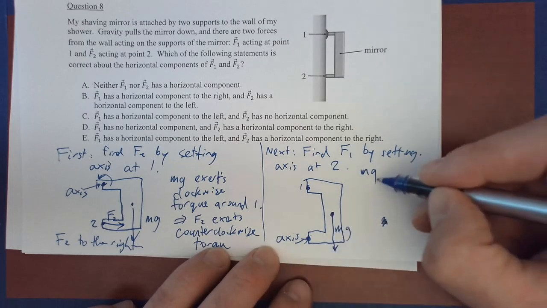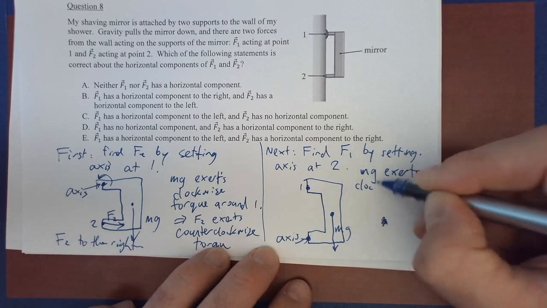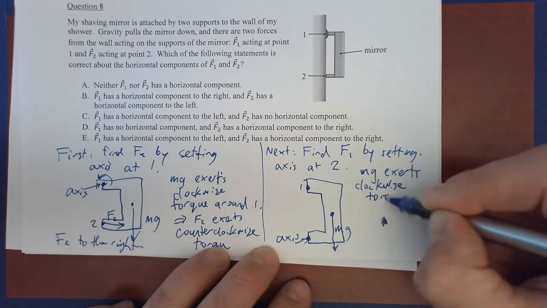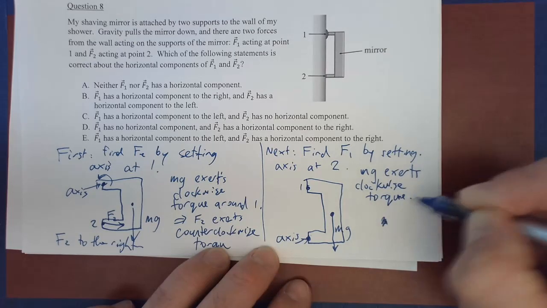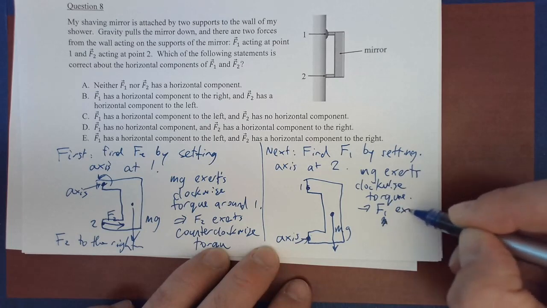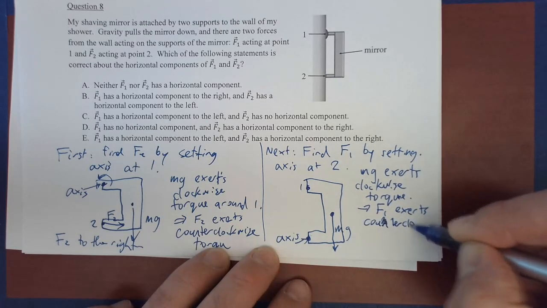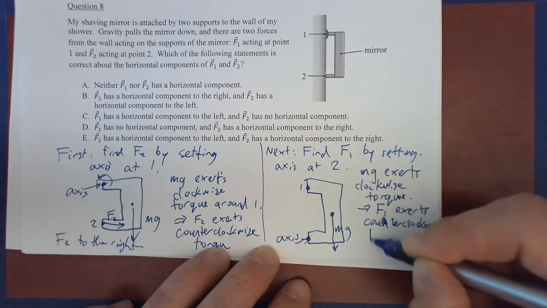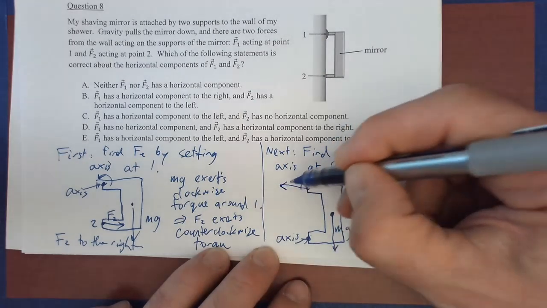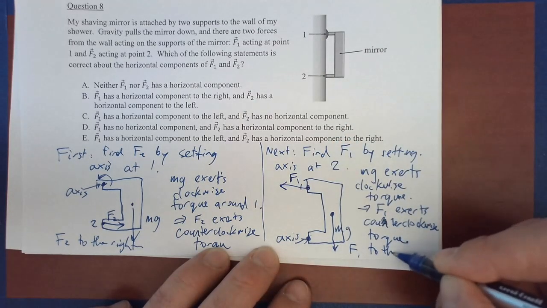mg again exerts a clockwise torque. We need the torques to be 0. Some of the torques. So therefore F1 exerts a counterclockwise torque. So it has to twist it the other way, so this is going to have to be towards the left. F1 to the left.